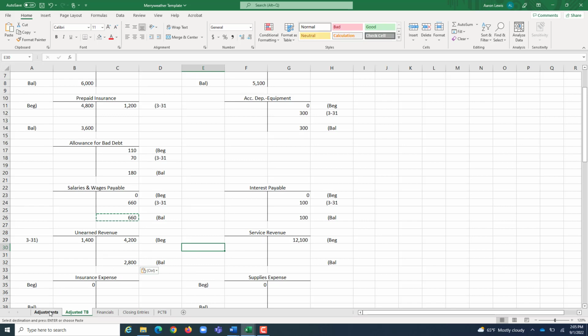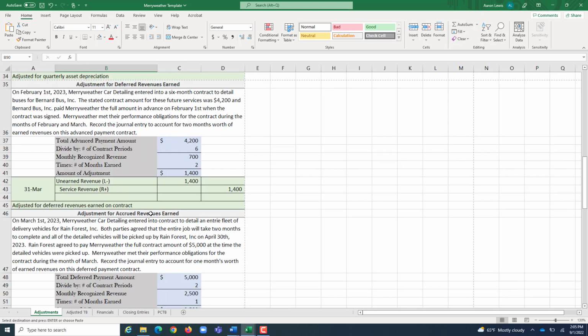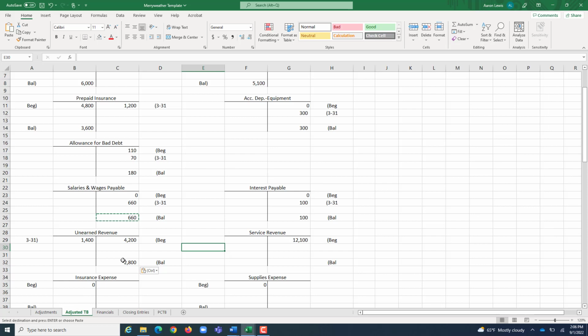Does that make sense to us at this time? Well, if we go back over here, we realized that we were recognizing at a rate of $700 a month. This contract was initially for 6 months, but we performed 2, which means we have 4 months worth of work left to do. And if we have 4 months worth of work left to do, which is valued at $700 per month, 4 times 700 is $2,800. So that number totally makes sense in that T account. We owe that person, Bernard Buss, $2,800 worth of work still for labor that they paid for in advance.